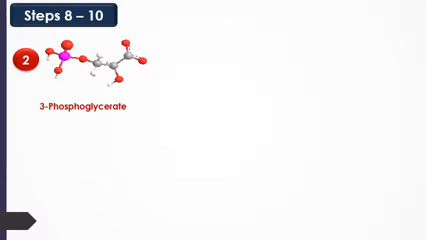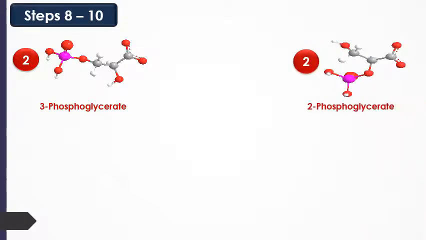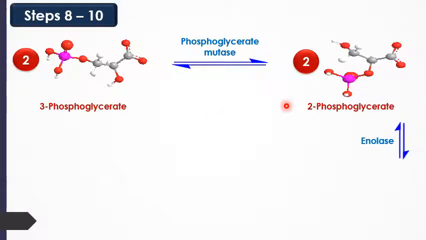Steps 8 to 10. In step 8, we can note that the two molecules of 3-phosphoglycerate will convert into two molecules of 2-phosphoglycerate. This rearrangement reaction will include the move of the phosphate group from the 3 carbon to the second carbon in this compound, creating a new compound, 2-phosphoglycerate. This reaction will happen in the presence of phosphoglycerate mutase as catalyst, and this step will be followed by another step in the presence of enolase.